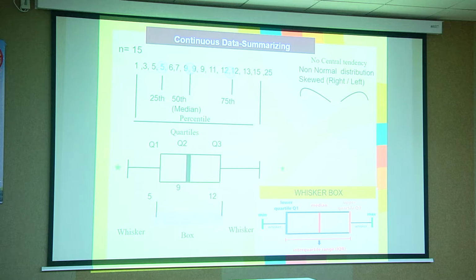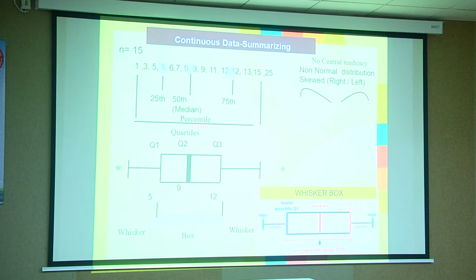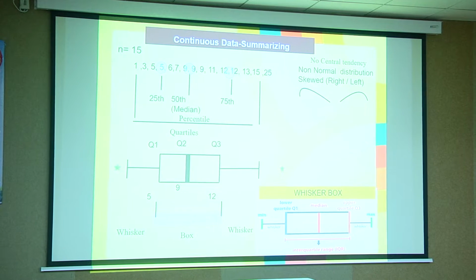Suppose there is some extreme value. You can see in this data, the extreme value is 25. So the star value represents the 25. This is called an outlier. In this way only you have to present the continuous data in right or left skewed non-normal distribution curves.